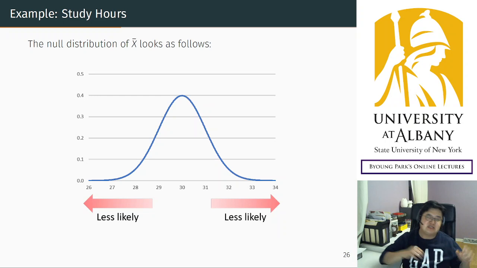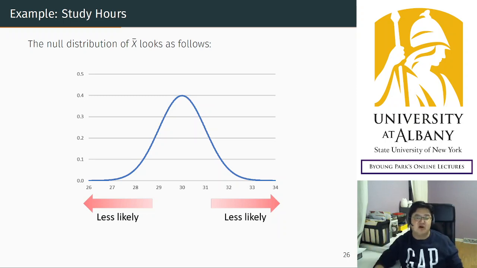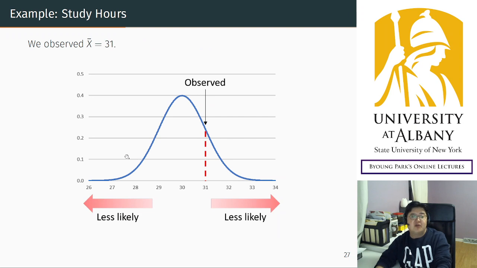Earlier, I explained it as suspicious. It becomes more suspicious in two directions, and in both directions they are equally suspicious. So far, I have not used 31. The observation has 31 as the sample average, but we did not use that. Now we put our observation in this distribution. If I put my observation in this distribution, it is located here.